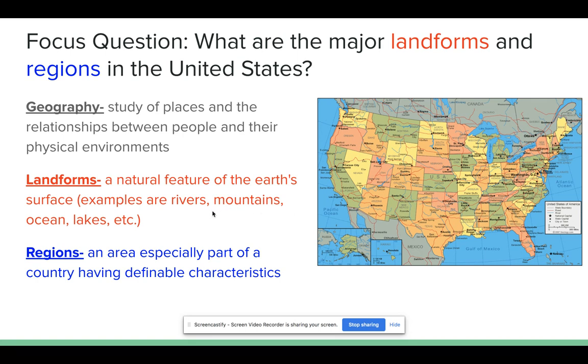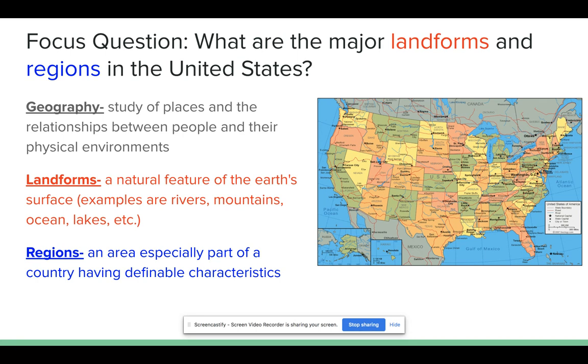A landform is a natural feature of the Earth's surface. So we're talking about things like rivers. We're looking at bodies of water like oceans, lakes, rivers. Mountains are landforms. It's something that the land, the Earth, creates on its own, but it affects the way people live and operate, as you'll see throughout American history.